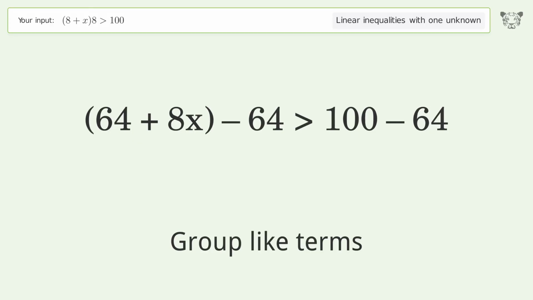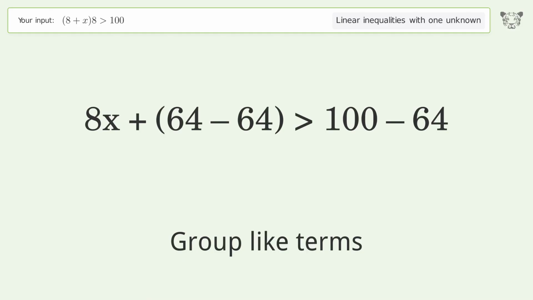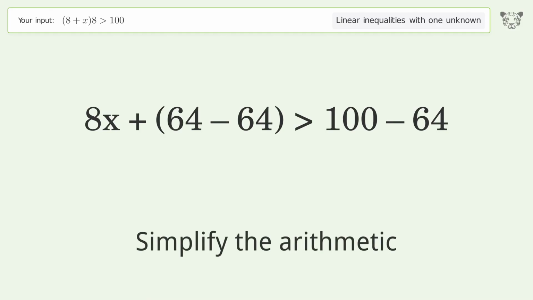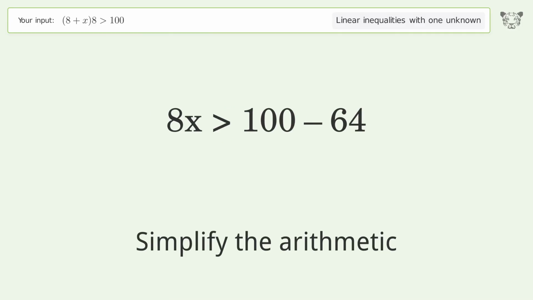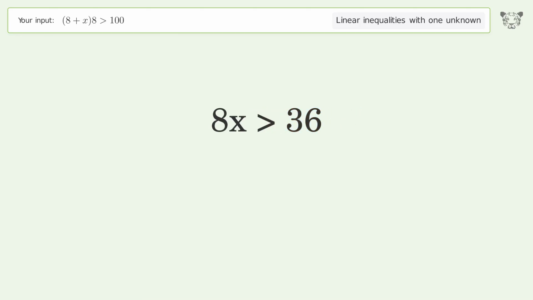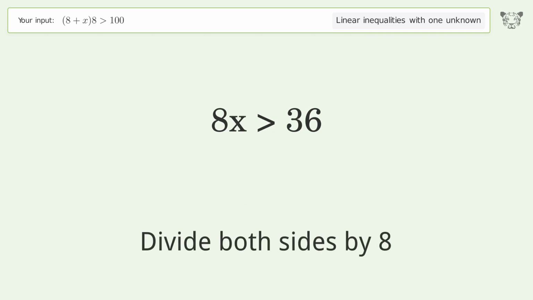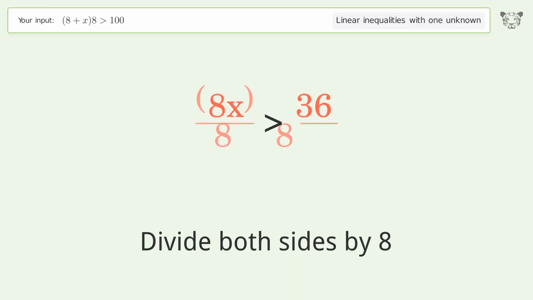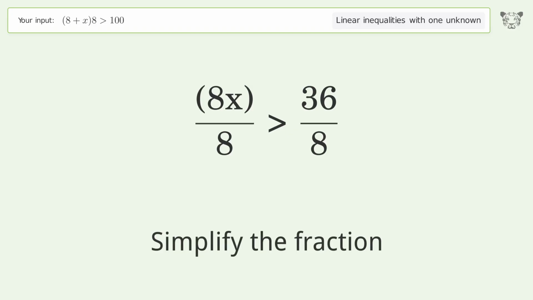Group like terms. Simplify the arithmetic. Isolate the x. Divide both sides by 8. Simplify the fraction.